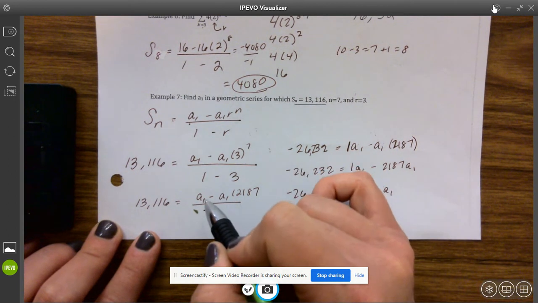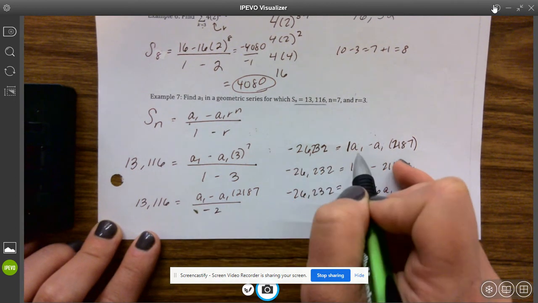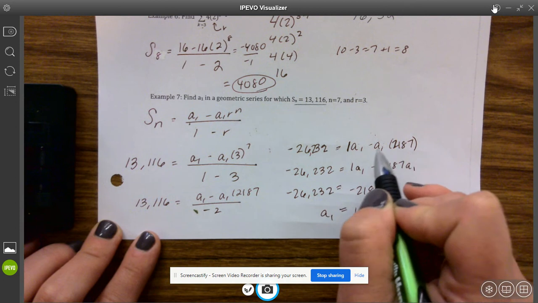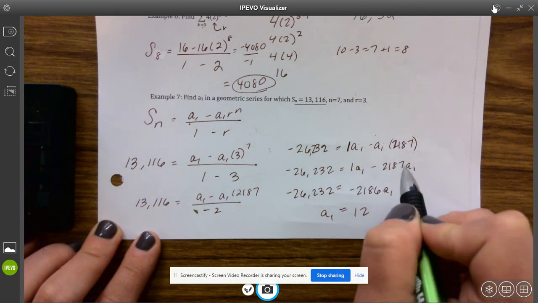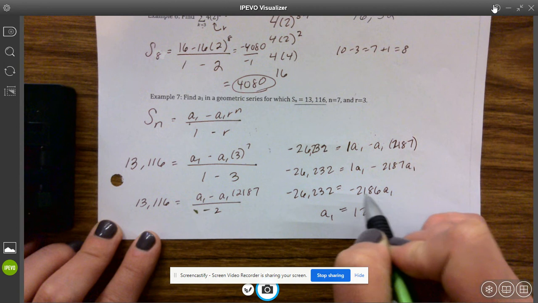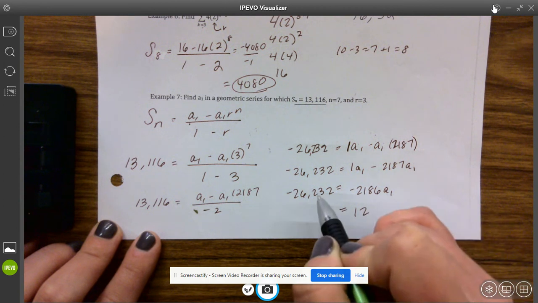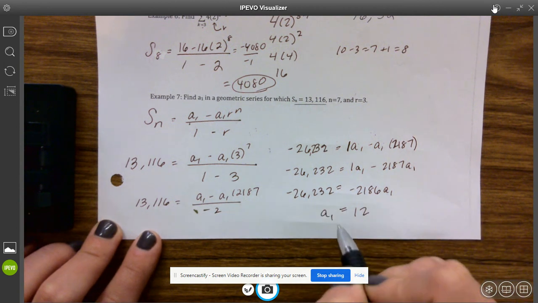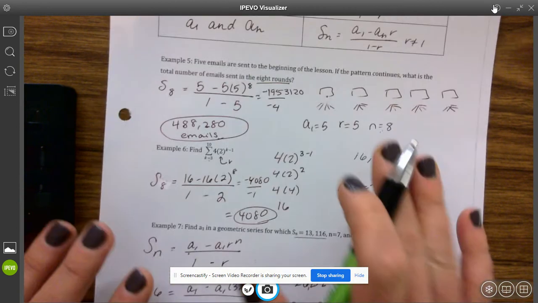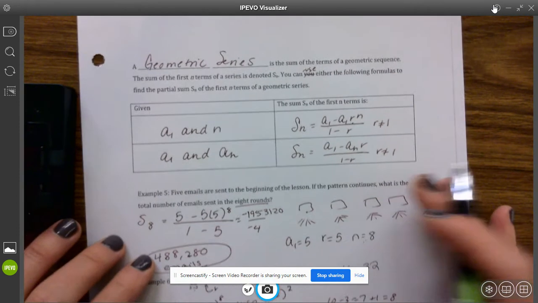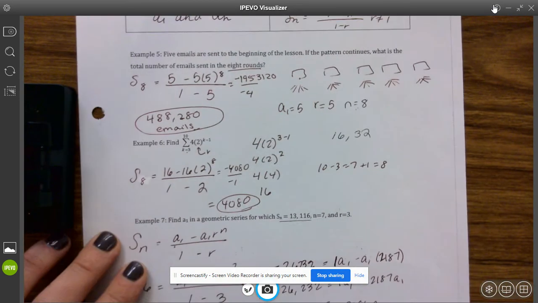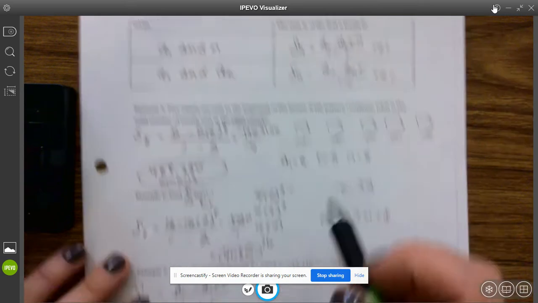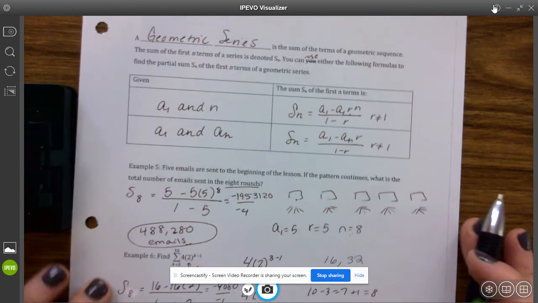And I have 1 A1 and 2187 A1. So we can just rearrange it so it looks better. And a 1 minus a negative 2187 is a negative 2186. I divide both sides and I get 12. Okay, you can try that on your own and play it as well. So really this one it's not hard either. You're just using a formula, substituting in your stuff, figuring it out, or solving for a missing piece.